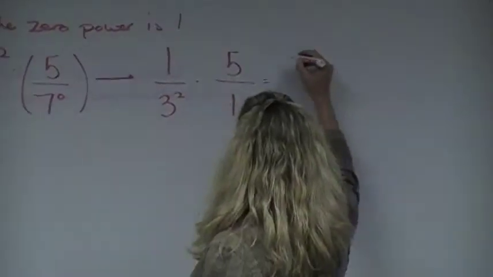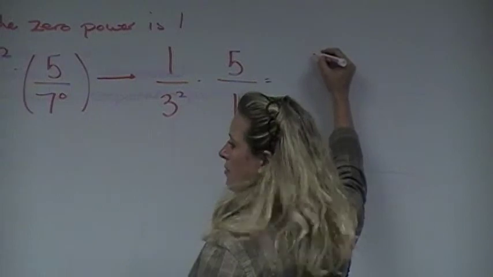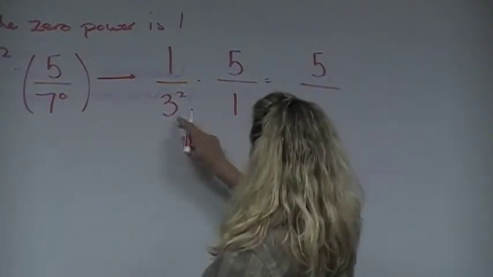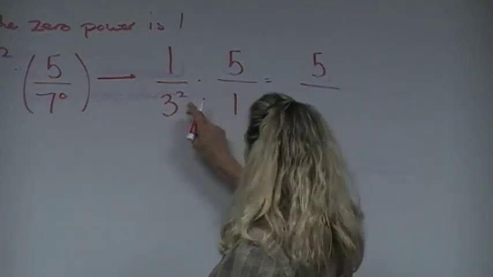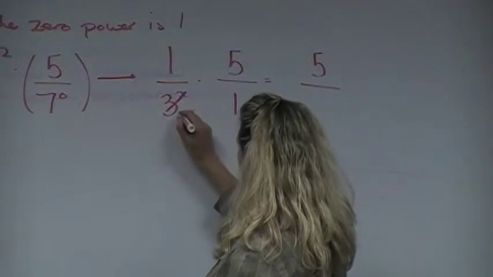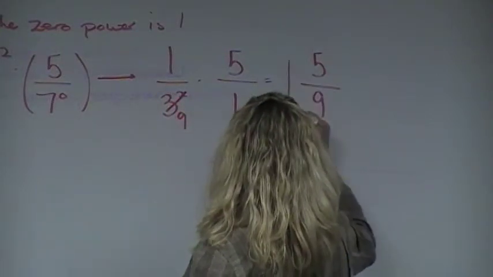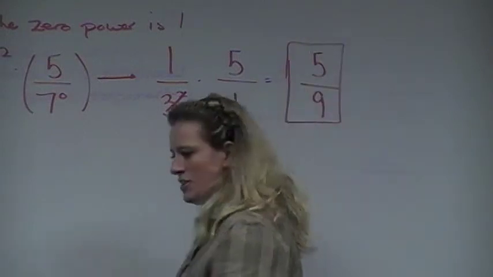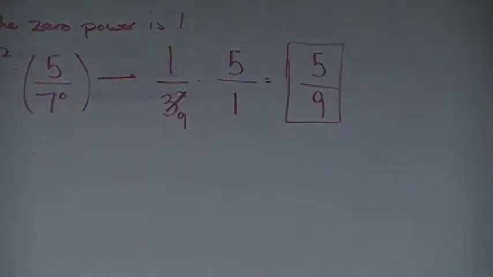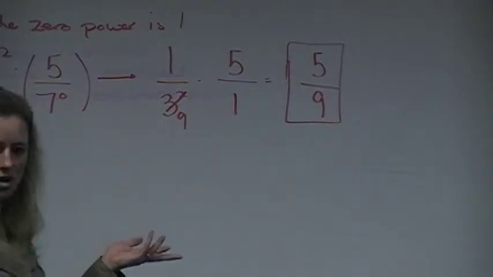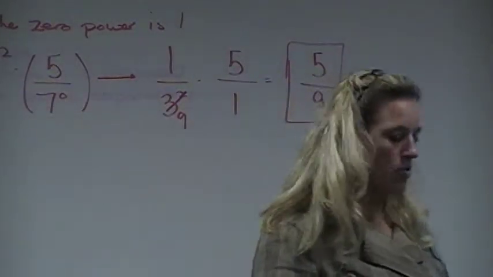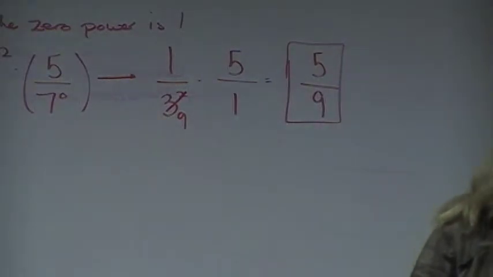Now we need to simplify. What does 1 times 5 become? 5. What does 3 squared become? 9. So let's just put a 9 in place. What's 9 times 1? 9. So our answer is 5 ninths. Good. A little different looking, okay? But again, as long as you understand the negative exponent property, so what 2 different properties did we put in here this time? Negative exponent and zero exponent property. So we threw both of those into that one.